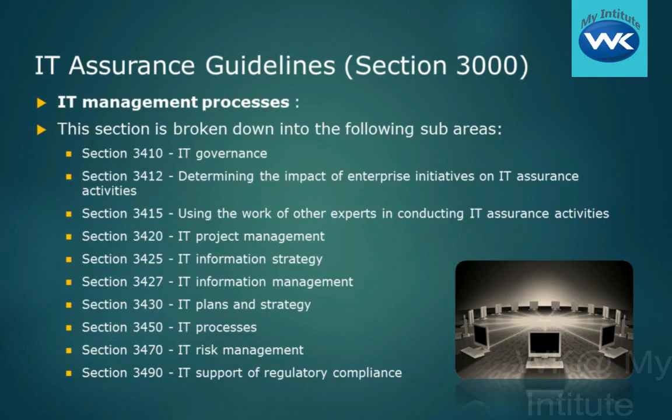Of course, we can look at the guidelines that help us in understanding the approaches to project management, which is section 3420. 3425 was on the IT information strategy. 3427 was on the IT information management. 3430 deals with guidelines for plans and strategies. 3450 deals with the guidelines for your IT processes. 3470 was on your IT risk management. And 3490 were guidelines that understood the support of regulatory compliance.